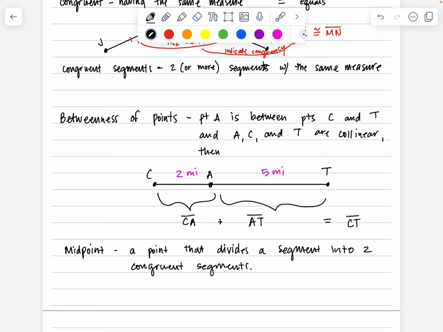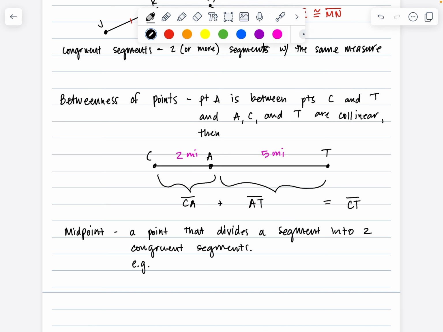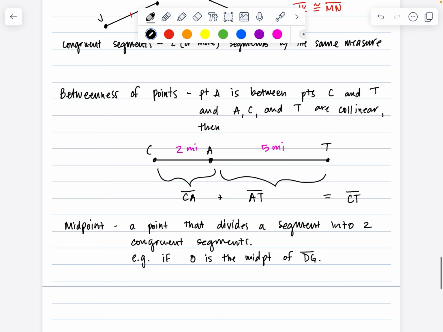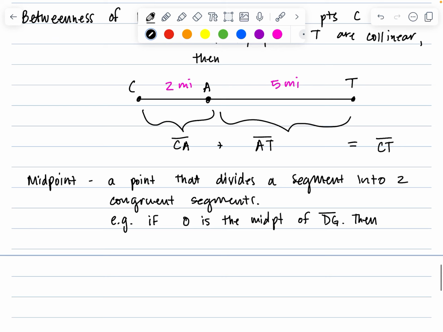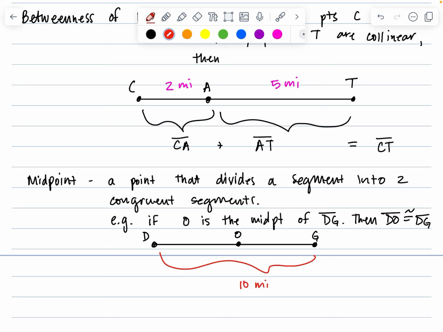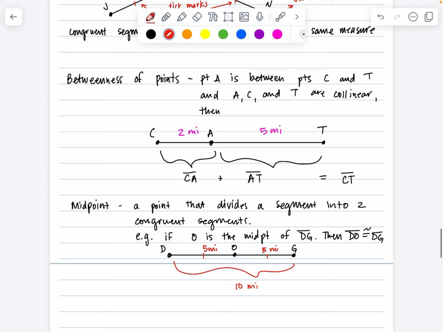What I mean by that is this. Example, if O is the midpoint of segment DG, then DO is congruent to OG. Those two segments are congruent. And let's see this visually. Point here, middle point. DG, O is the midpoint, so it has to be in the middle. And if this is truly the midpoint, then it breaks this up into two equal parts. If I said that this was, for instance, 10 miles, then this should be broken up into 5 miles and 5 miles. Okay? You could even put tick markers here to show that this is a midpoint. And that's your definition of a midpoint.